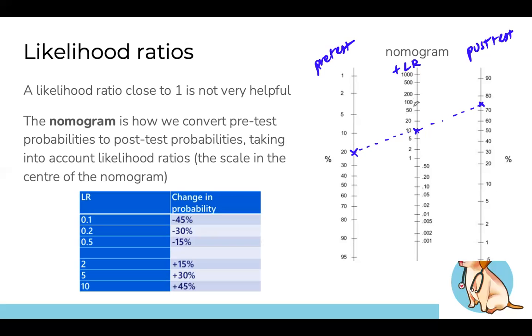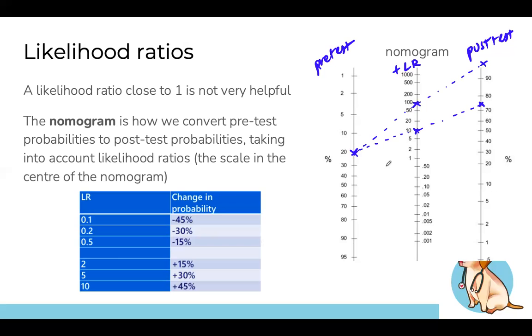So as an example, if you had a huge likelihood ratio of like 100, and again, you're starting at a pretest probability of 20, if you draw a line all the way up, you end up with an absolutely huge post-test probability, which means you're almost certain, given that this particular test has come back positive, that this person has this condition. So you want to think about the negative likelihood ratio as well.